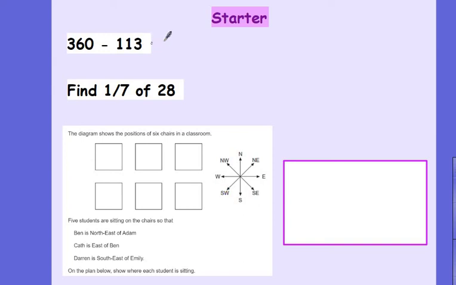Okay, Owen, what's 360 take away 113? 247? I agree with you. Thanks very much. Lilia, how do I work out what 1/7 of 28 is? I need to do 28 divided by 7, which is what, Lilia? 4. Excellent. Now let's solve my puzzle at the bottom.